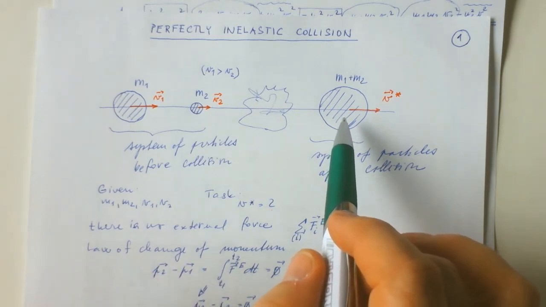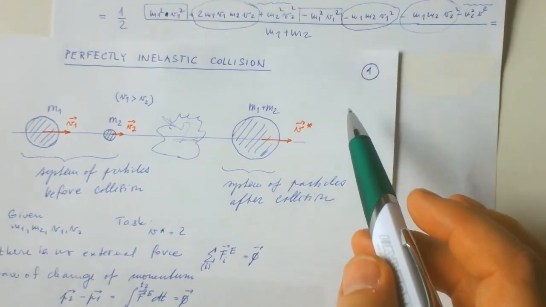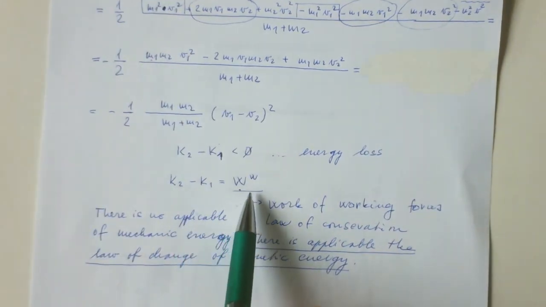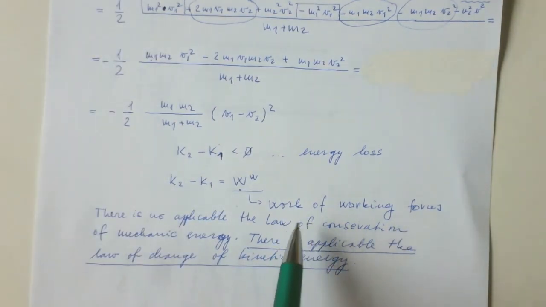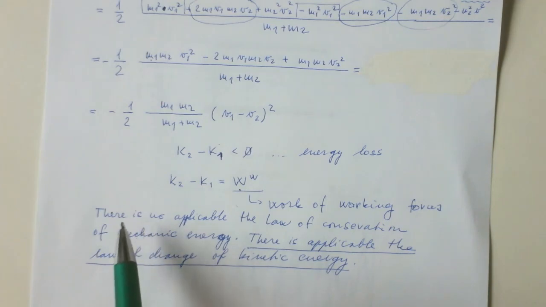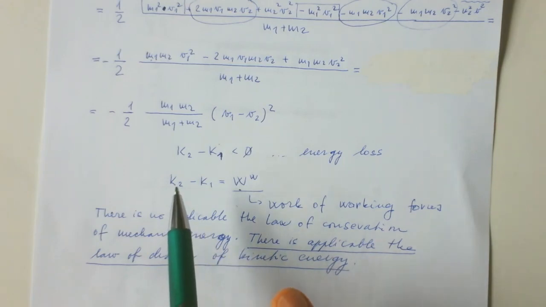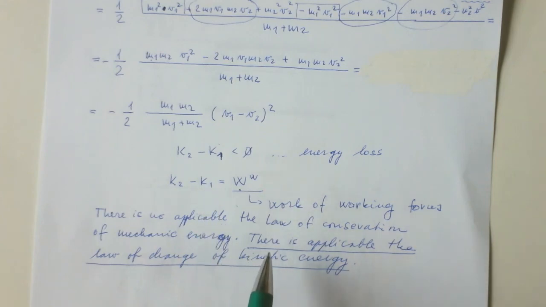This change needed some force action, and these forces were working forces. This force made some mechanical work. So the difference is equal to the work of the working forces, so the law of conservation of mechanical energy is not applicable, because K2 is not equal to K1, but the law of change of kinetic energy is applicable.